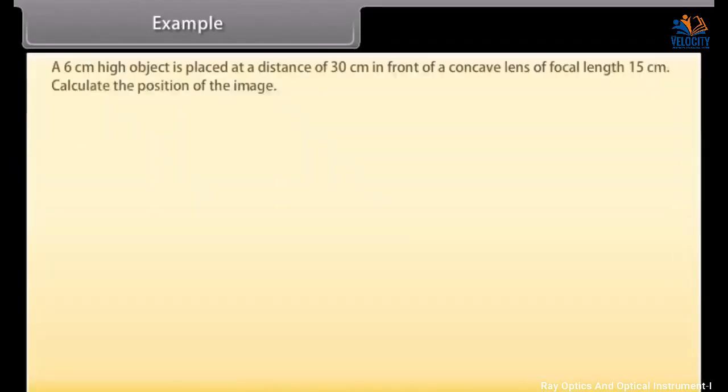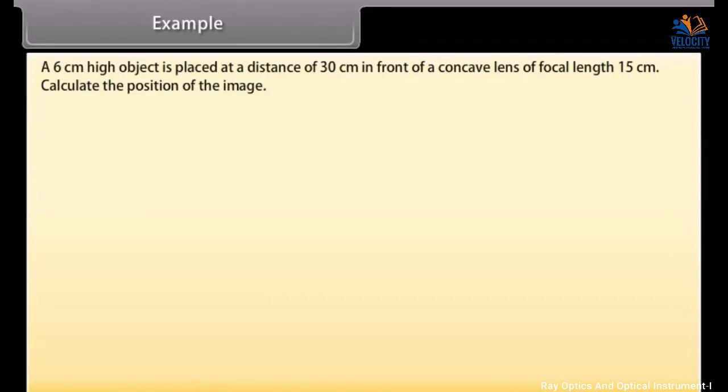Example. A 6 cm high object is placed at a distance of 30 cm in front of a concave lens of focal length 15 cm. Calculate the position of the image. Solution. Given u is equal to -30 centimeters, f is equal to -15 centimeters.